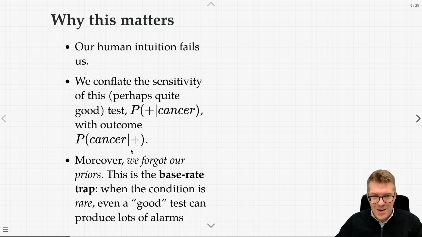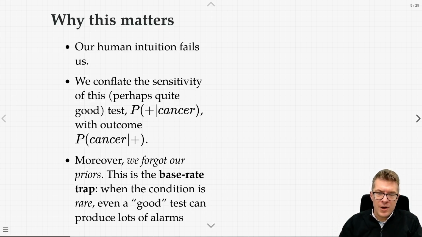And these are written in different ways, and these mean very different things. And we've kind of just conflated these in our minds as if they mean the same thing. And this is a very common thing in human treatment of statistics. The second way we've let our human intuition fail us is that we've forgotten our priors, our base rates.